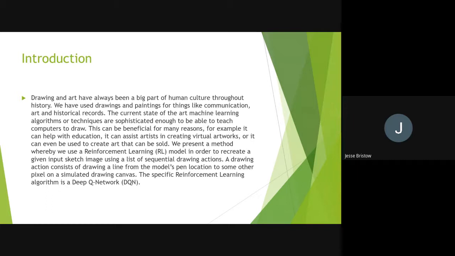We present a method whereby we use a reinforcement learning model in order to recreate a given input sketch image using a list of sequential drawing actions. A drawing action consists of drawing a line from the model's pen location to some other pixel on a simulated drawing canvas. The specific reinforcement learning algorithm we use is known as a deep Q network, or DQN.